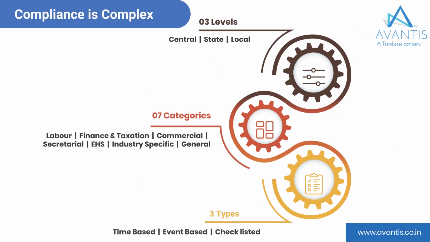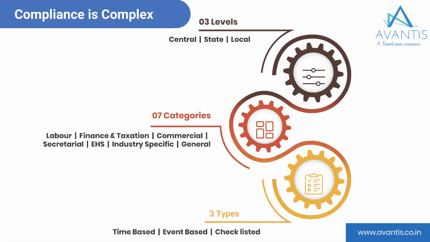So we are dealing with 3 levels, central, state and local. We are dealing with 7 different categories of compliances, and we are dealing with 3 types of compliances. So time-based, which have a frequency. They have periodicity like monthly, quarterly, half-yearly, annually, and so on.